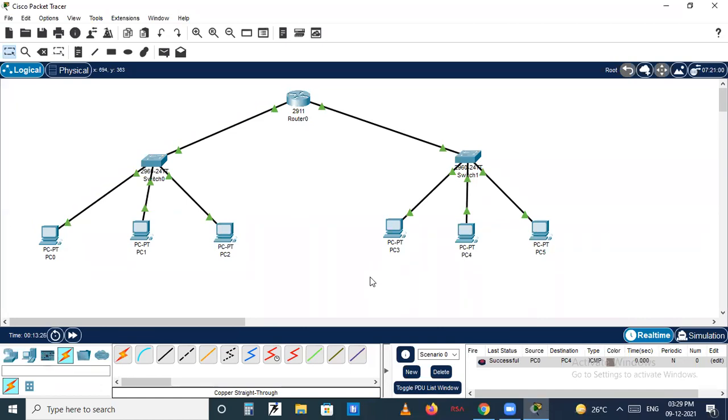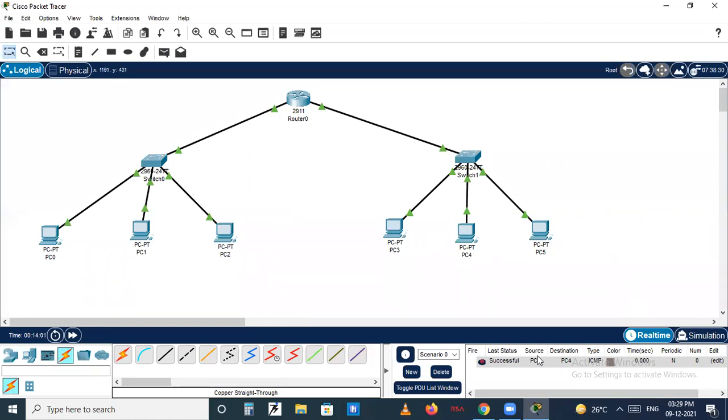Sir, in the final lab exam, will there be 1 packet tracer question and 1 programming question? Maybe I can ask any 1 or 2 questions from the lab in the exam. Okay, sir, no problem. But you need to prepare all of them. Obviously, sir. If you prepare, it means you are increasing your knowledge.